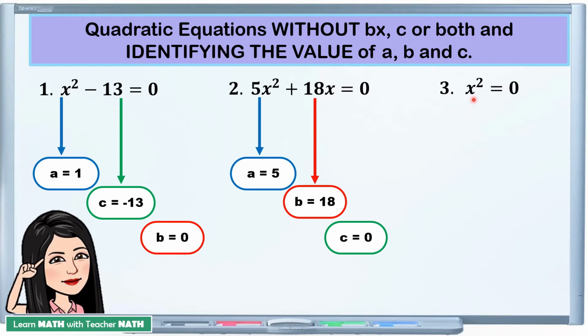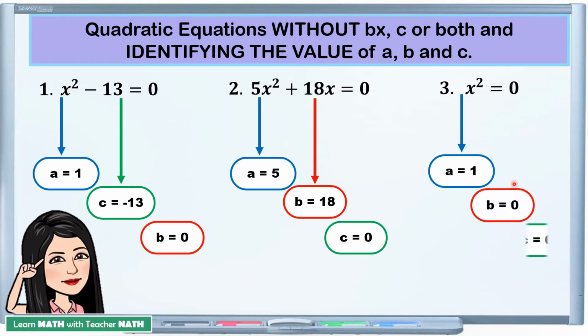Last example, we have x squared is equal to 0. We have only a quadratic term. So, our value for A is 1. And doon sa dalawa, na B and C, dahil wala naman siyang linear term at constant term, sila ay 0.